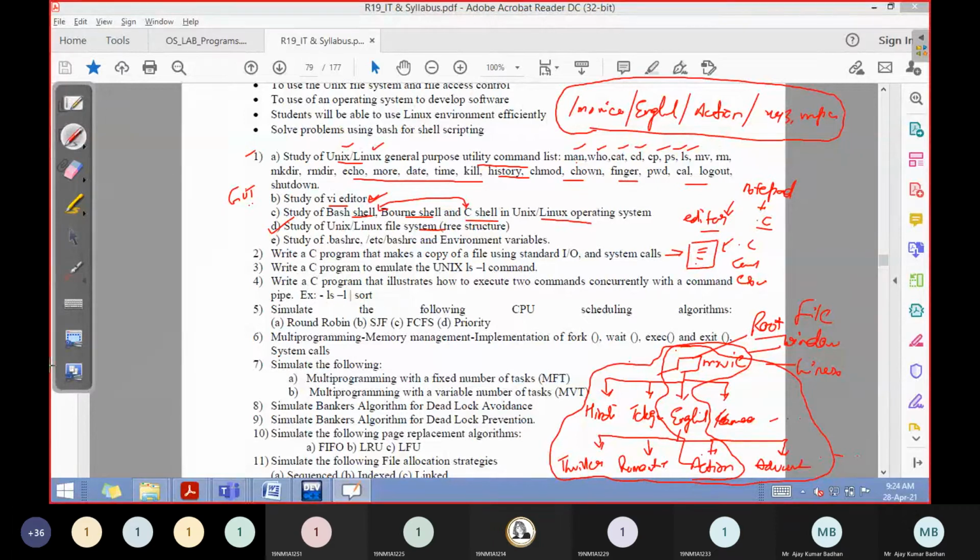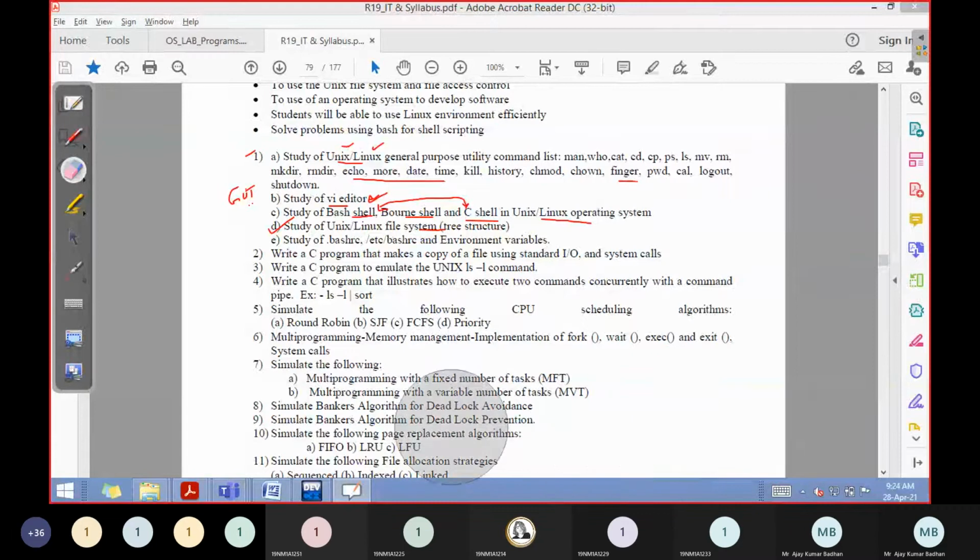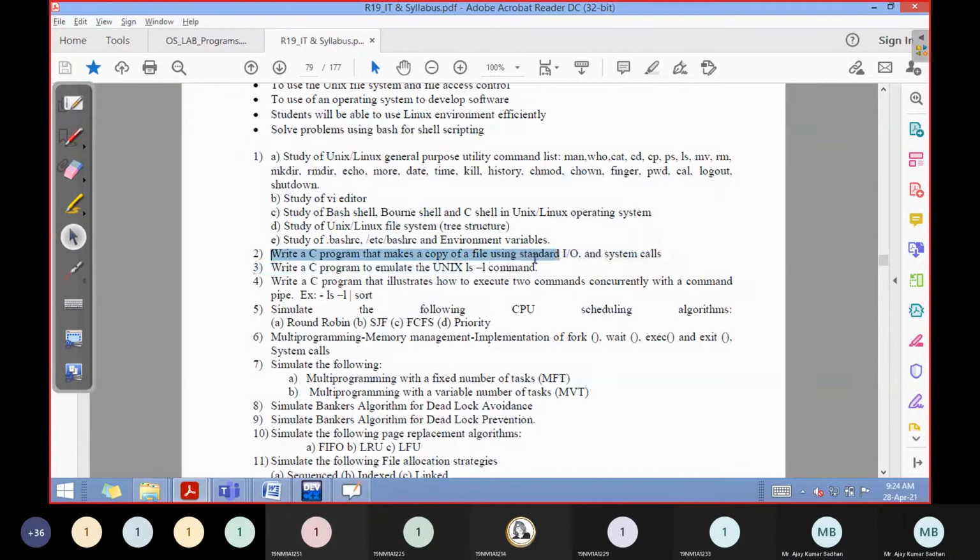These are very easy topics, very small. Directly I'll give you the data related to that. You can just write it up, and then I'll tell you how to execute it so that you can easily execute it. Next, we have a C program that makes a copy of a file.